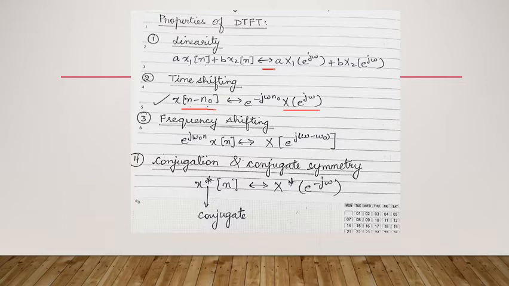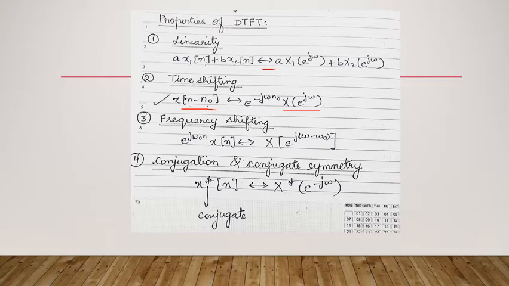But an extra factor will be coming into play, and that extra factor is e raised to the power minus jωn0. For example, if I am having a time domain signal x(n minus 3), the factor would be e raised to the power minus jω3. This is very important. Then the third property is the frequency shifting property.